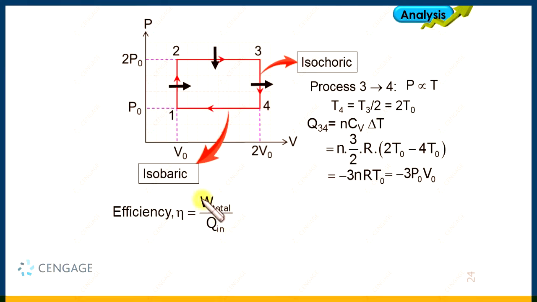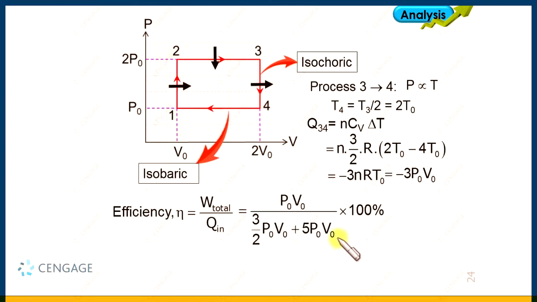So, here we can substitute the value P0V0, and Q in is the summation of the energy absorbed in this process and this process, right? We are expressing this efficiency as a percentage, that is why we have multiplied this ratio by 100, right? After solving, this value is equal to 200 divided by 13%. So, this is the efficiency of the cyclic process. Now, let us move to the next illustration.